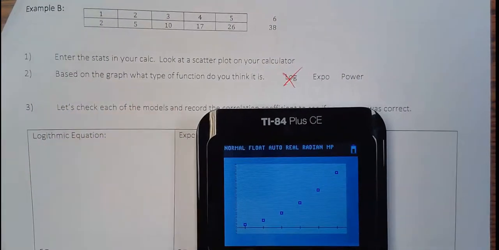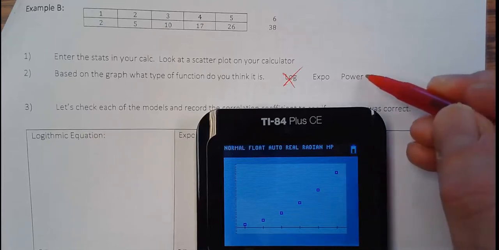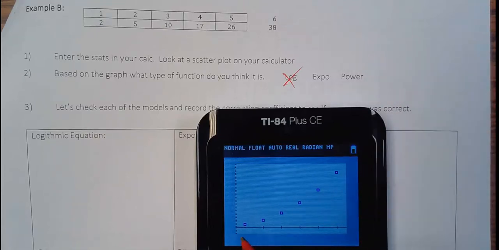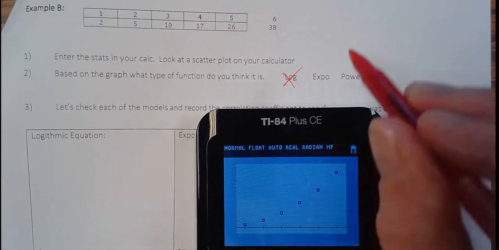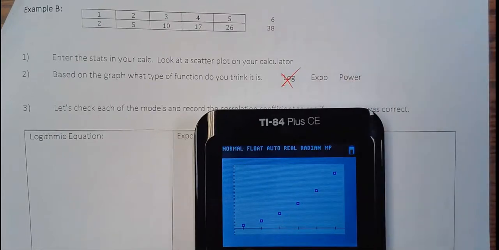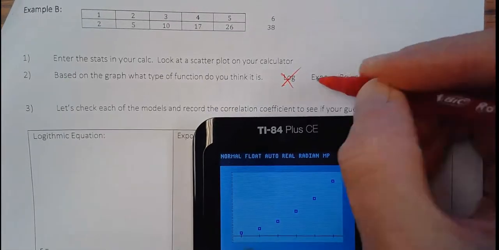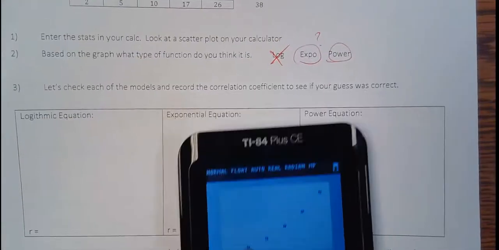So based on the graph, what type of function do you think? Okay, so this definitely looks exponential, but it could also be a power function. Okay, because power functions work like that too. They kind of curve up like that. Now exponentials go up really fast. Power functions don't go up quite as fast most of the time. So let's look at, so it's one of these. I'll just kind of circle both of these and put a question mark. Looks like one of those. So let's check the models and see.